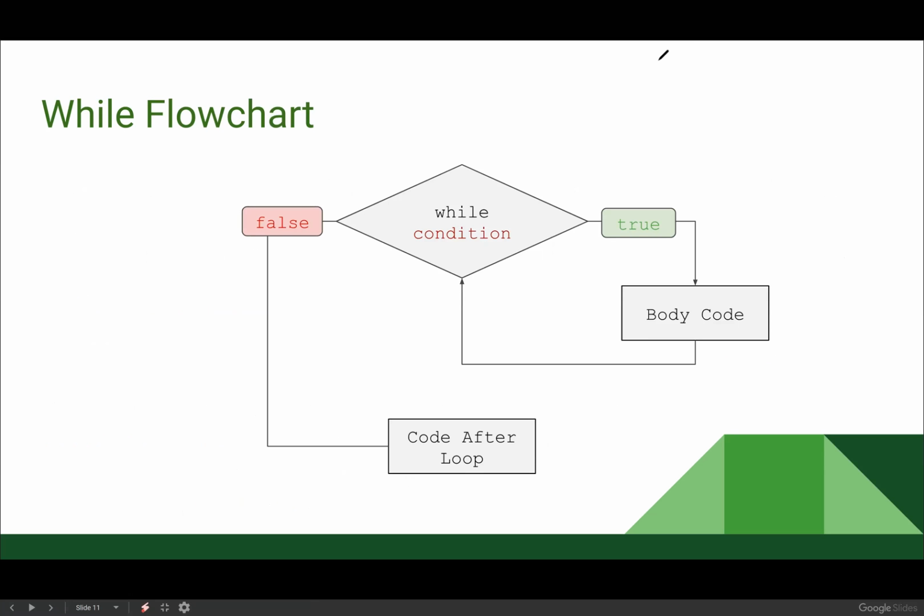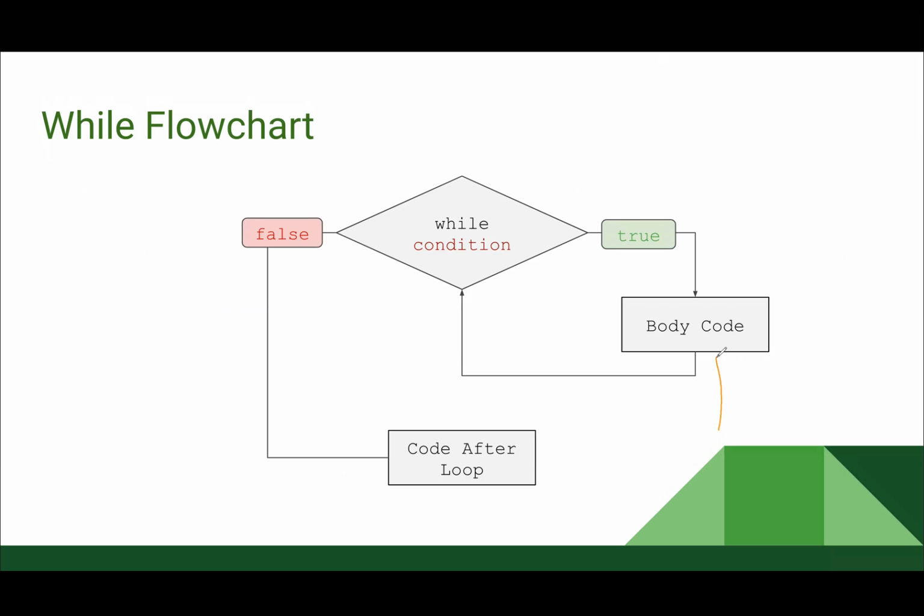So if we look at a flowchart of what this looks like, remember our if flowcharts. Before, we had our true, and then the body code would lead to the code after the loop. Now, our body code leads back to our condition. We will check the condition again. If it's true again, we'll run the body and then go back to the condition over and over until when we check the condition is false, leading us to the code after the loop. That makes sense so far? We can repeat code over and over again.